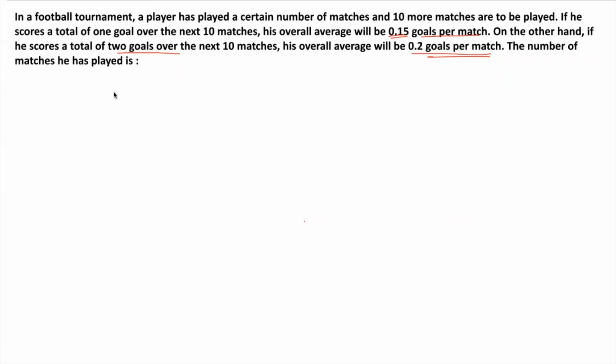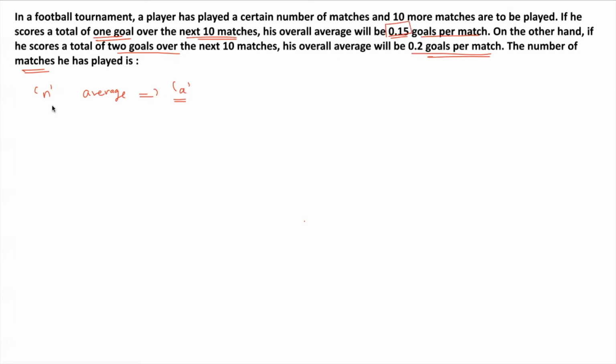All right, so guys, let's look at the conventional approach to solve the question. We can make equations to solve this one. One way is you assume the number of matches he has played as, let's say, n. And the average, before the last 10 matches are played, let that average be a goals per match. So from the first condition, if he scores a total of one goal over the next 10 matches, his overall average will be 0.15 goals per match.